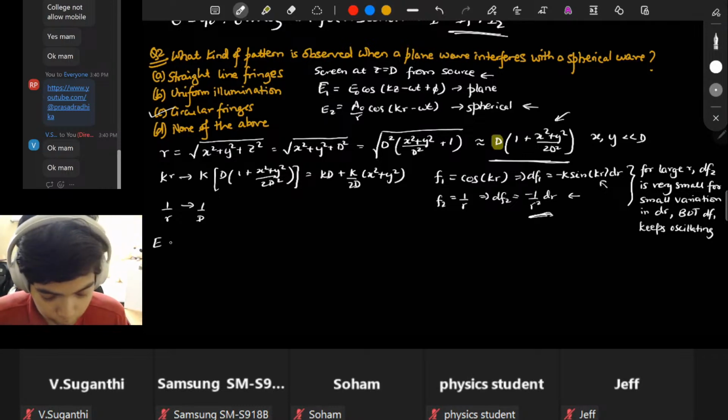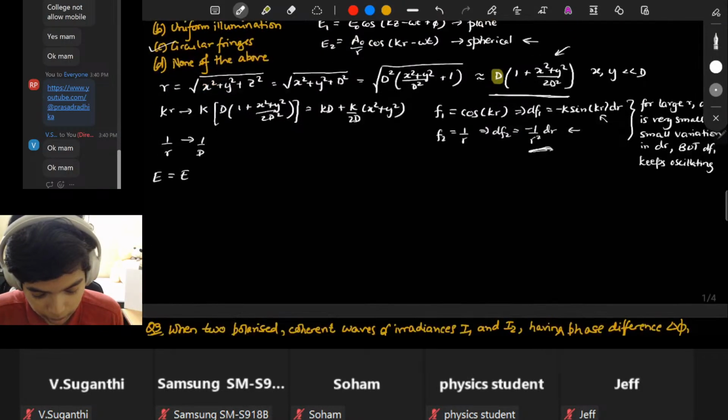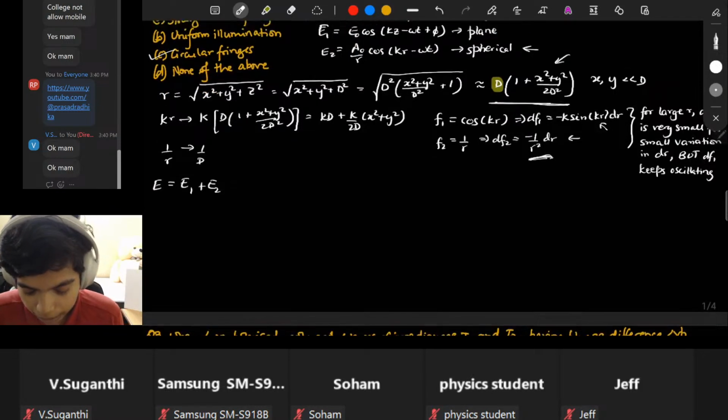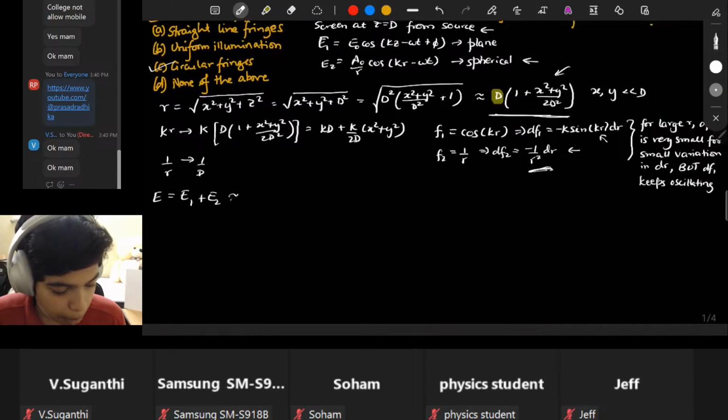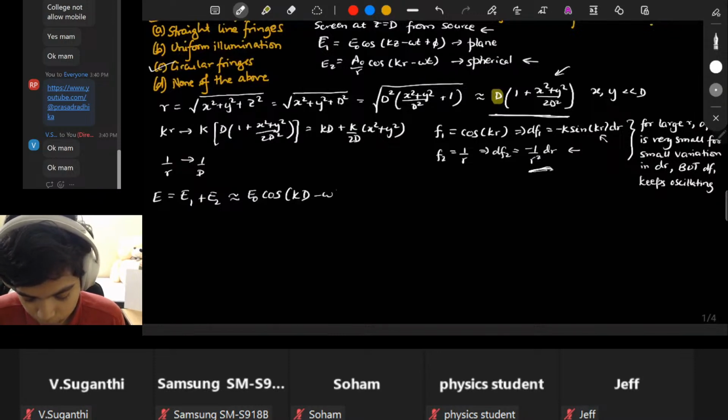Let us write the superposition. E is equal to E1 plus E2. Within this binomial approximation, we have a first function, which is the plane wave, and the spherical wave, where we are using various approximations.